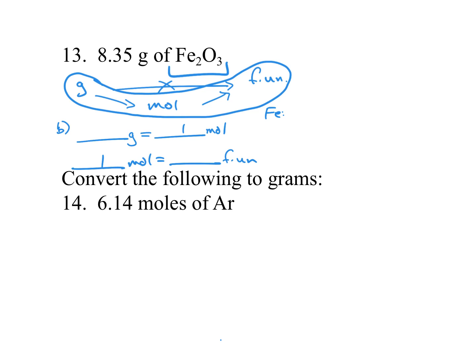You need the molar mass of iron 3 oxide. Iron is 55.85, and there are 2 of them, and oxygen is 16, but there are 3 of them. So 16 times 3 plus 55.85 times 2. In total, the molar mass is 159.70 grams per mole. So that means that 159.70 grams are equal to 1 mole. This is the equality for this conversion.